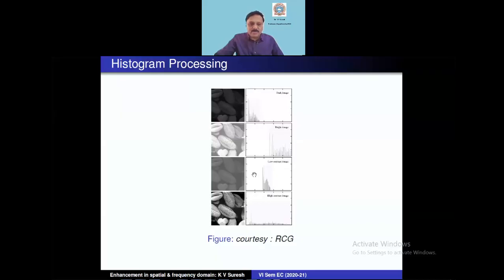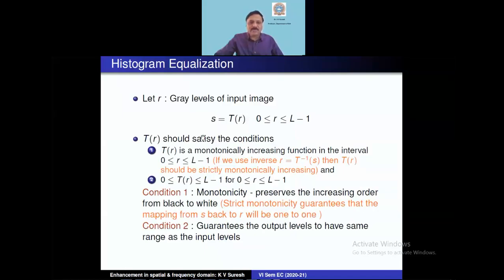So how to modify this? There is a way. If I can convert these types of histograms into a histogram which will occupy the entire dynamic range of the gray level values, which means it should look like a uniform histogram. This is one of the processing techniques that we are going to discuss, called histogram equalization. As the name itself says, you are trying to equalize the probability values, which means you expect all the gray levels to have the same probability of occurrence.